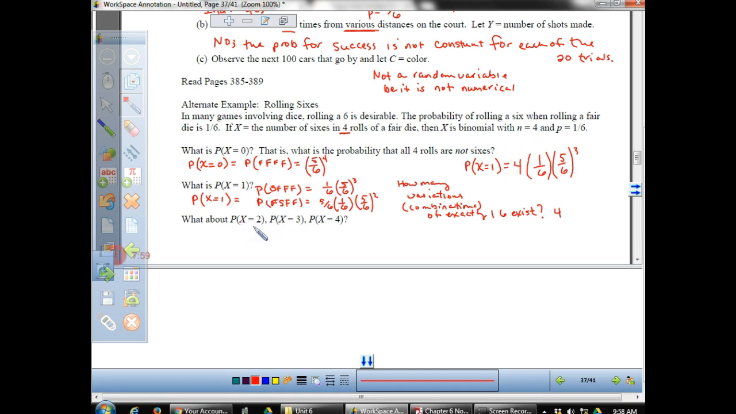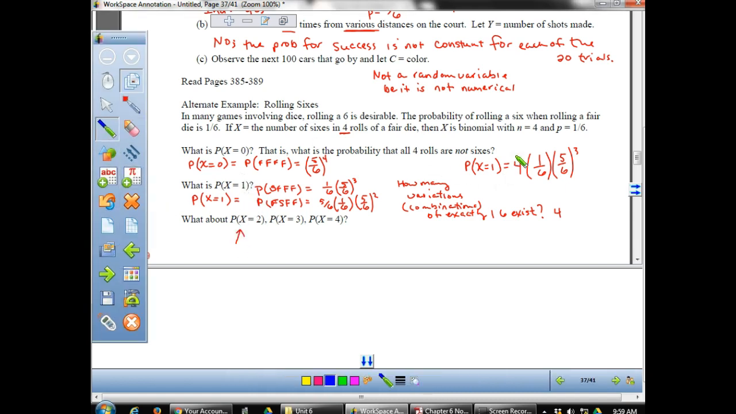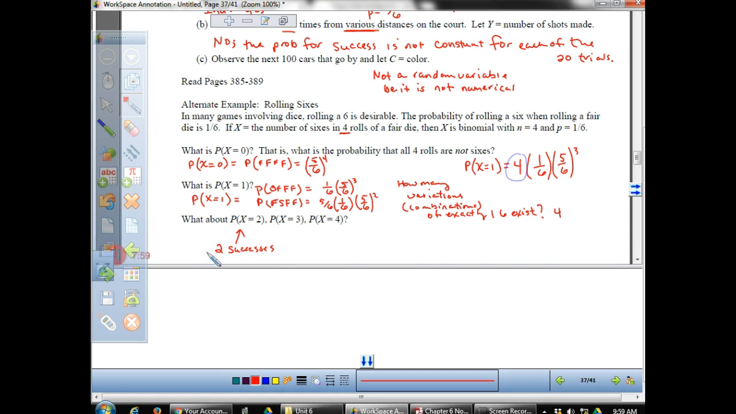Now, what about exactly 2 successes, or 3 successes, or 4 successes? Then, instead of 4 variations or combinations, I need to figure out how many ways you can combine 2 successes. And guys, I'm really focusing on this piece right there first. So how many ways can I get exactly 2 successes out of 4? It's going to be a combination, 2 choose 4. This is going to be a combination 3 out of 4, and this will be a combination 4 out of 4.